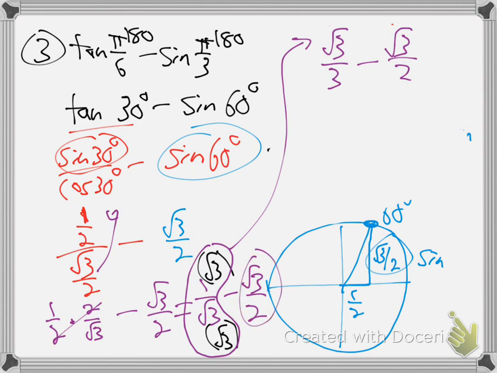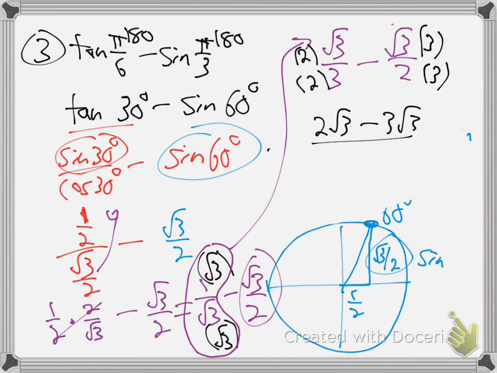So now common denominator. To put those fractions together, which requires a common denominator, multiply top and bottom by 2, top and bottom by 3 to make both denominators 6. 2 root 3 minus 3 root 3 over 6. Right? 2 roots of 3 minus 3 roots of 3 over 6, which is what? Negative 1 root 3 over 6, right?